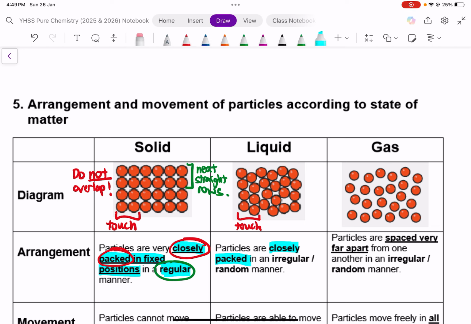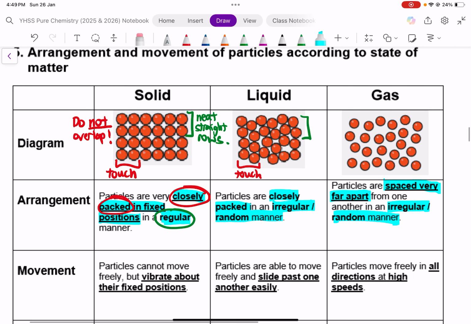In a liquid, the particles are closely packed in an irregular or random arrangement. You can see now we no longer have neat straight rows. It's a zigzag arrangement of the particles. That tells you it's irregular. And finally, in a gas, the particles are spaced very far apart from one another in an irregular arrangement. Okay? Now let's move on to the movement.